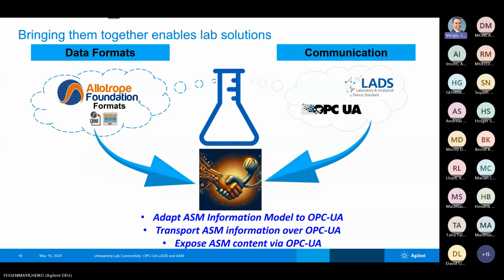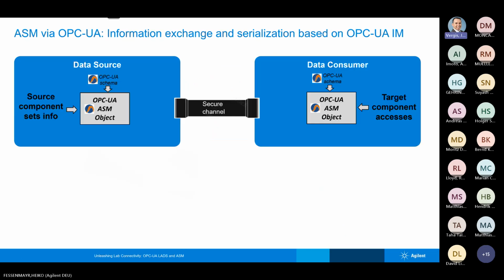Coming back to the original topic, we wanted to have the Allotrope Foundation world combined with the OPC world. And so OPC-UA offers, as I mentioned, a secure channel combination. On the left side, you would have the data source, and then a serializer that turns that information either into JSON or binary. On the other side, you can recognize what it is, deserialize the same information and then make use of it.